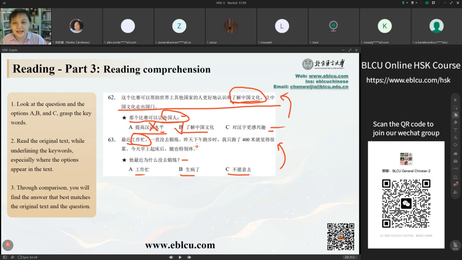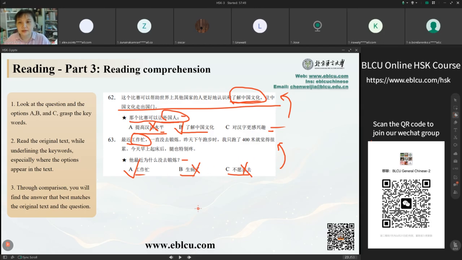一直没去锻炼。昨天下午跑步时，我只跑了400米就觉得很累。今天早上起床后，腿也特别疼。Yes, if you can catch the keyword, then it's just 工作忙. They don't mention anything related to 病了 or 不愿意. Only 工作忙. Okay, so A. It seems very hard, but if you can understand the key things and go back to the little paragraph to find them, then it's definitely not very hard for this part.